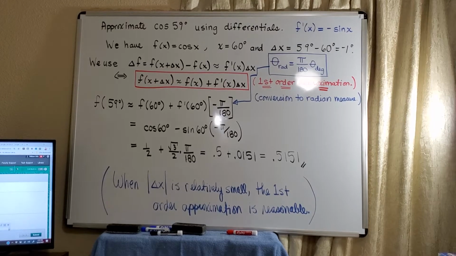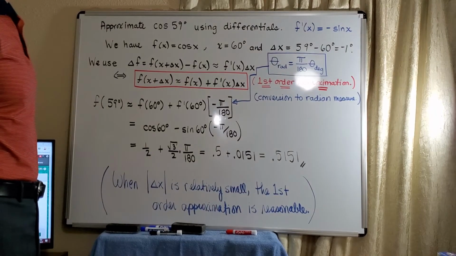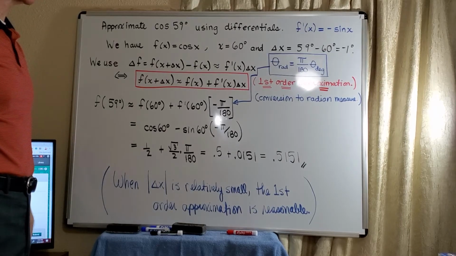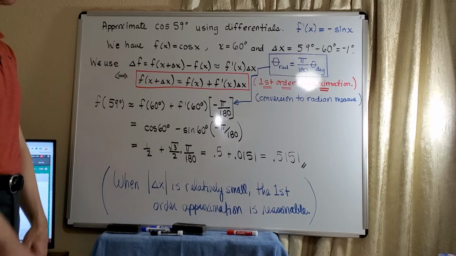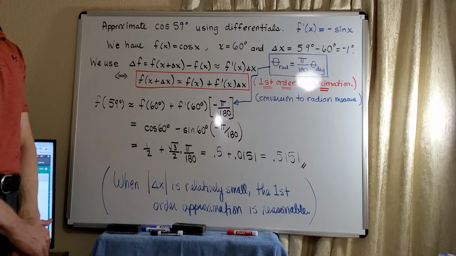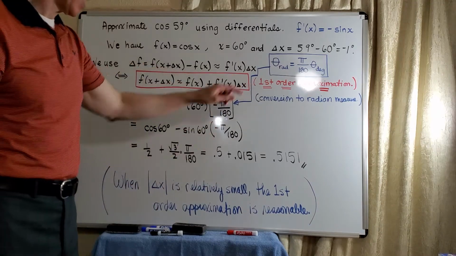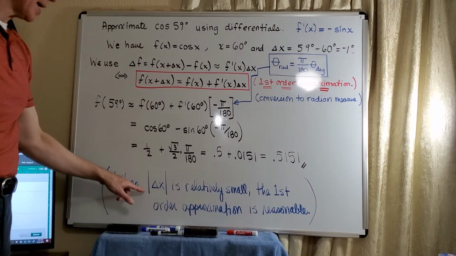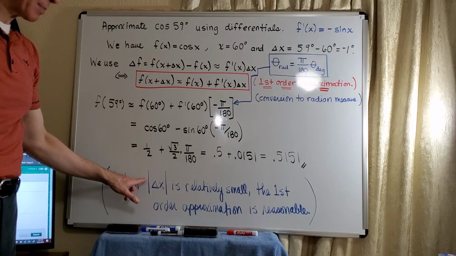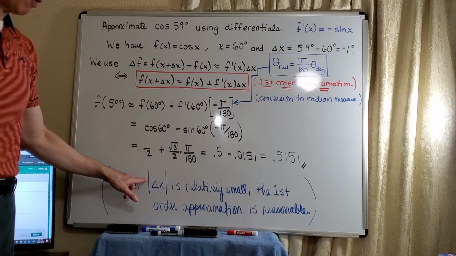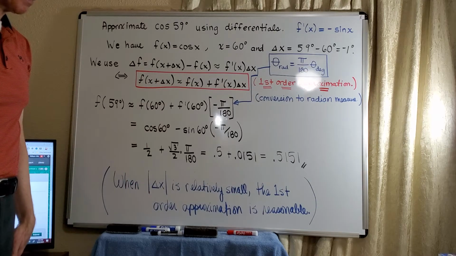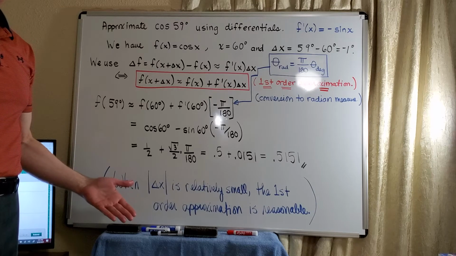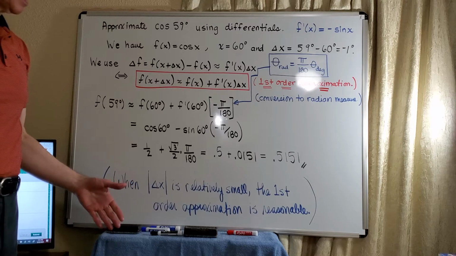Let's use differentials to approximate the cosine of 59 degrees. When we say differentials, we're basically using the tangent line to make an approximation, and so it's a first order approximation. What I've written down here at the bottom of the board in blue: as long as the change in x in absolute value is relatively small, the first order approximation is reasonable. So we don't want delta x in absolute value to be much bigger than 1.